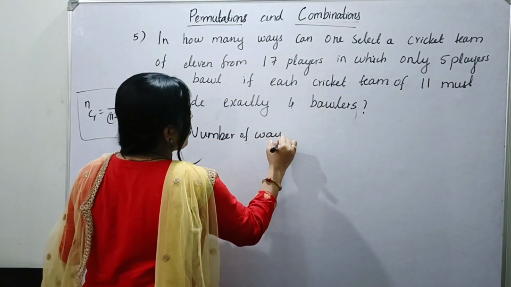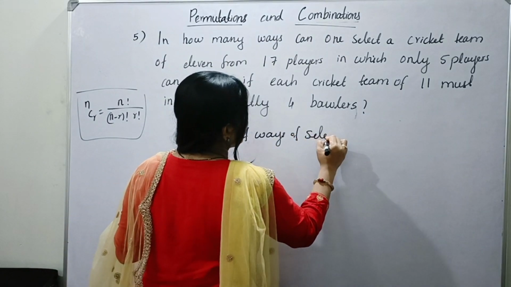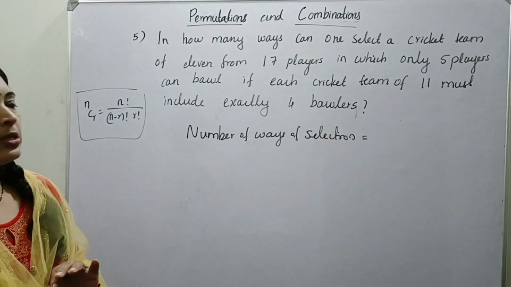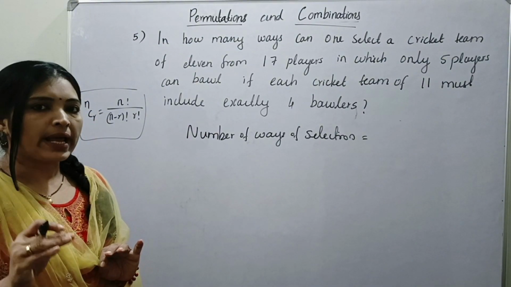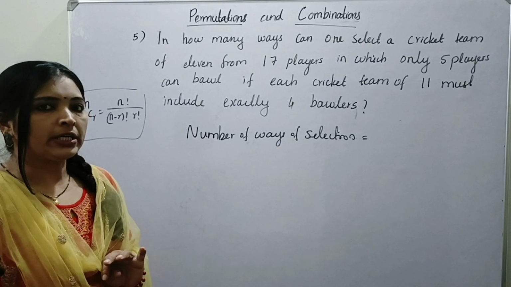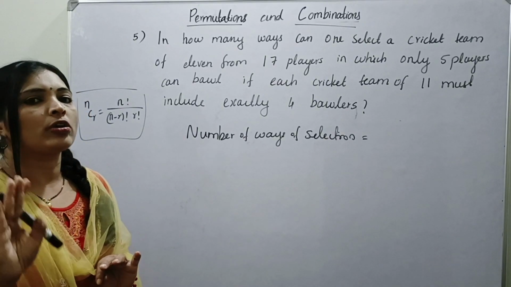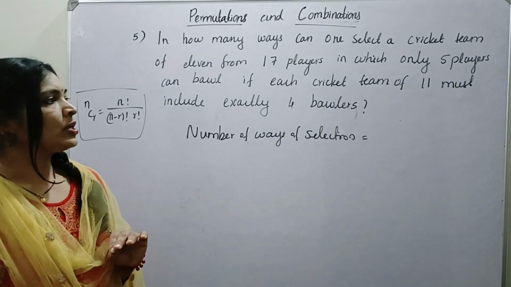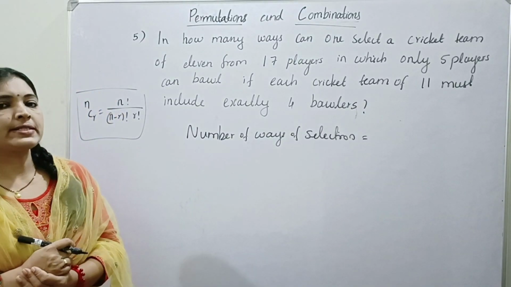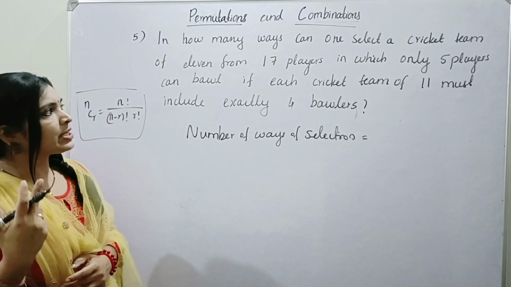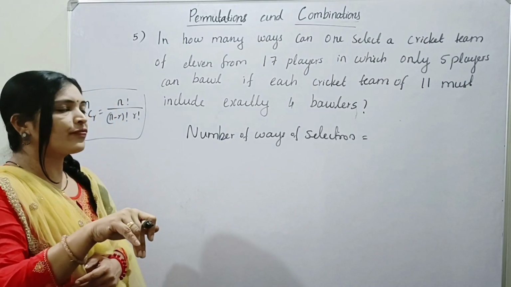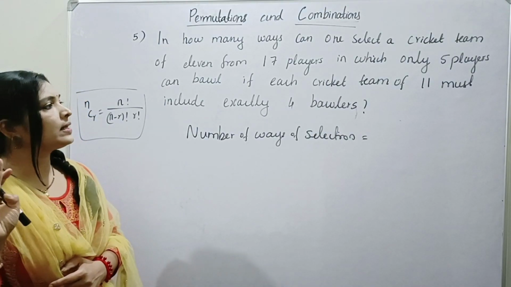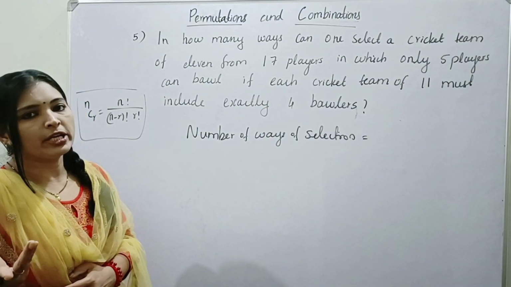Number of ways of selection is equal to, here total 17 players. Out of 17 we have to select 11 players, and it is mentioned that for each selection 4 bowlers should be there. So 4 bowlers and 7 other players. Here out of 5 bowlers we will select 4 bowlers, and remaining 12 players. Out of 12 other players we will select 11 minus 4, that is 7.